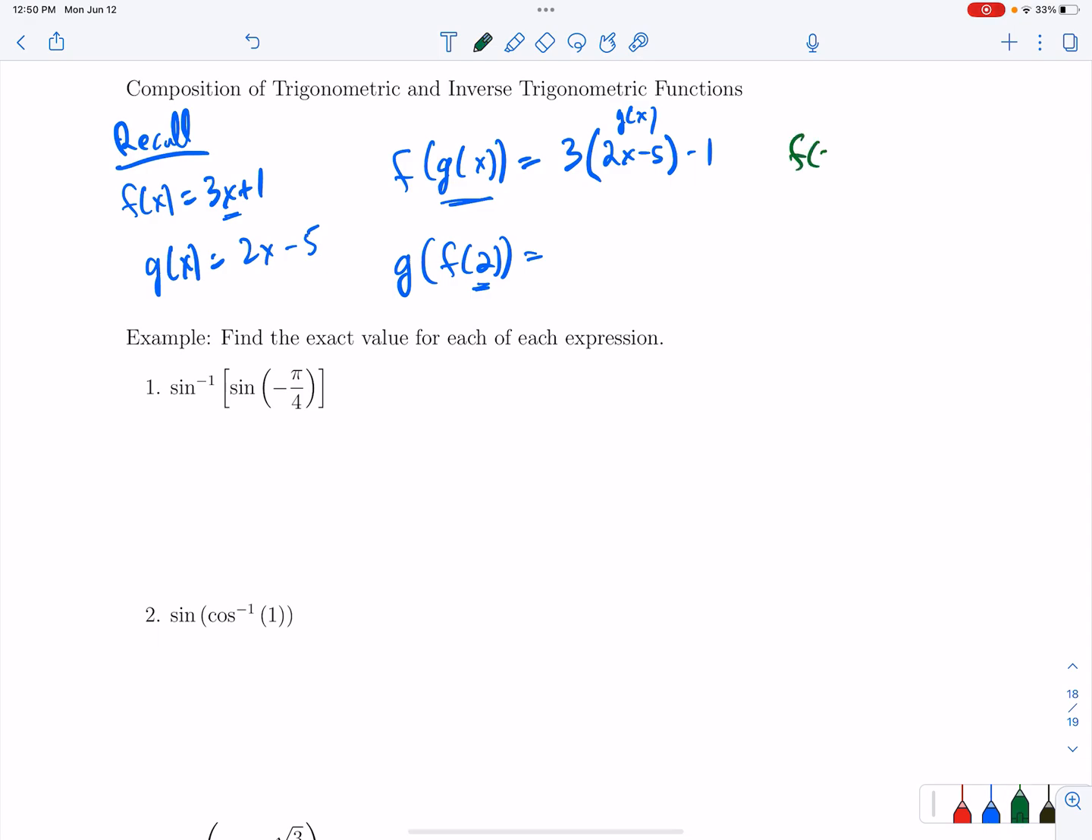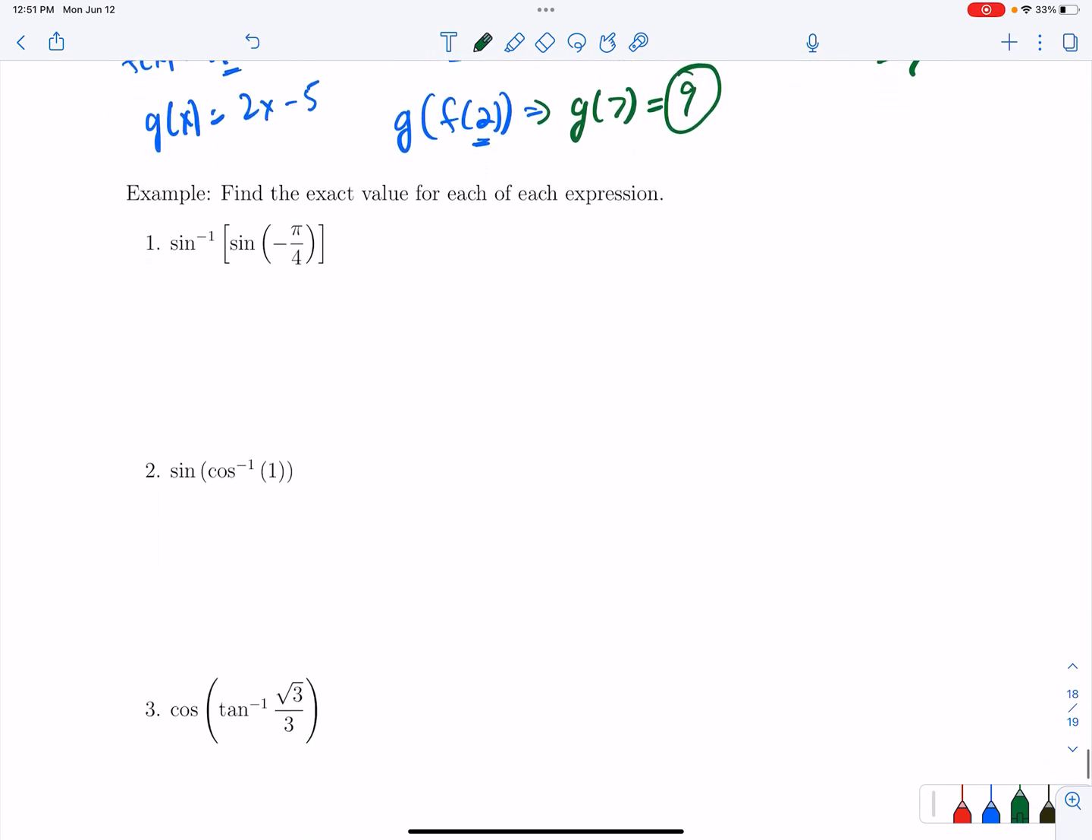f of 2 is equal to 3 times 2 plus 1, so that's 7. So what I'm going to do is I'm now going to say g of 7. 2 times 7 is 14, minus 5, I get 9 here. Okay, so that's just a quick refresher on composition functions.